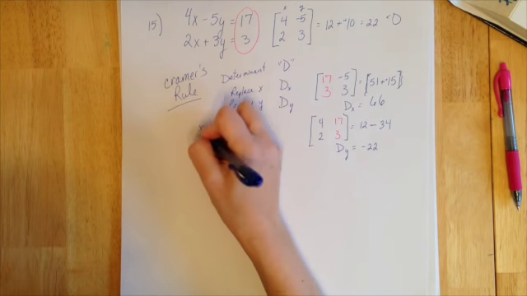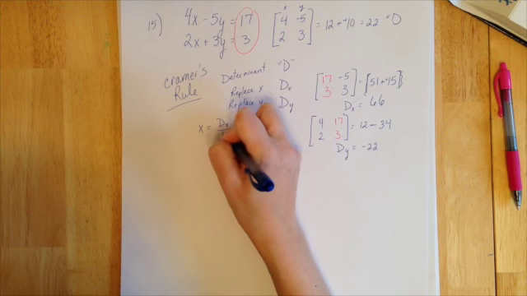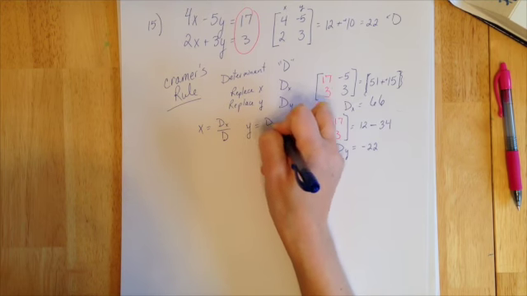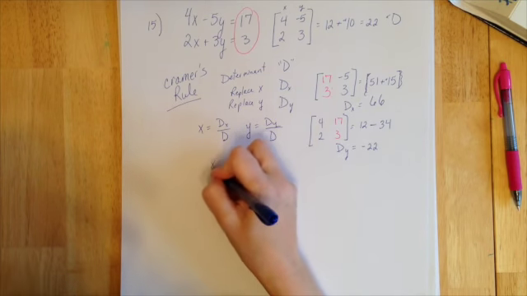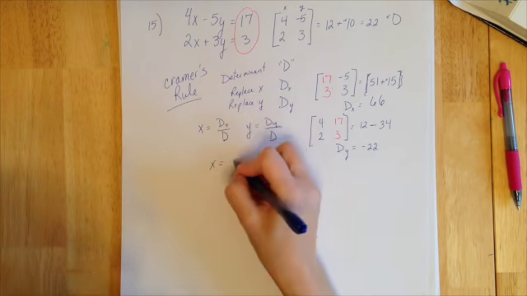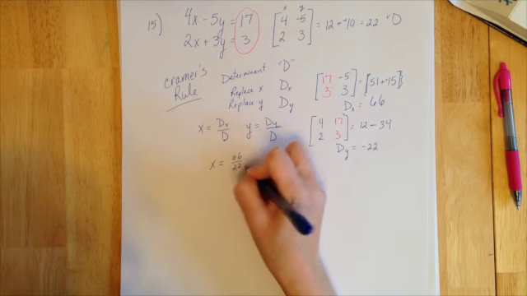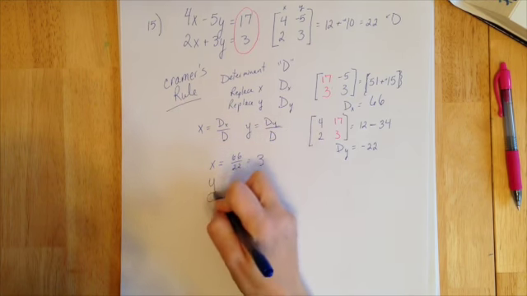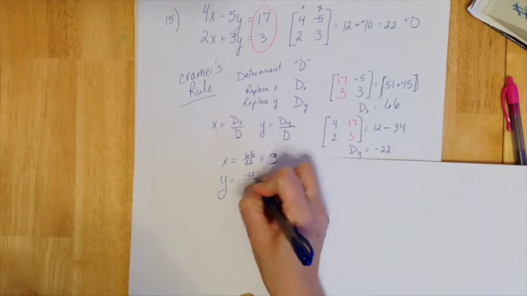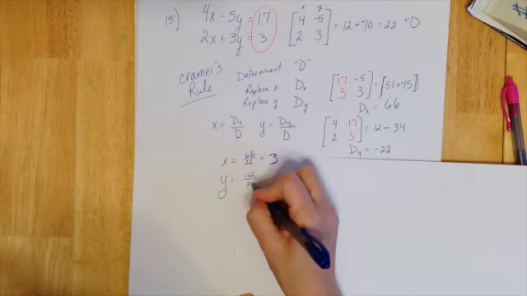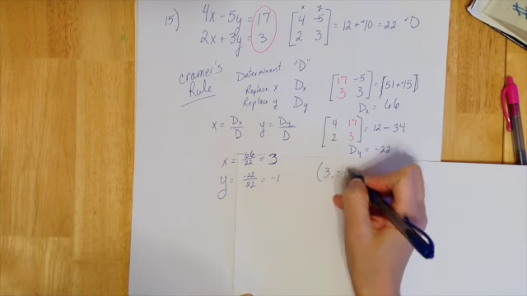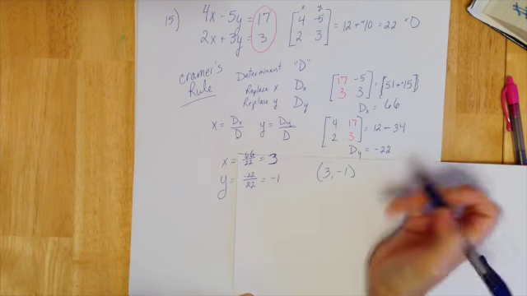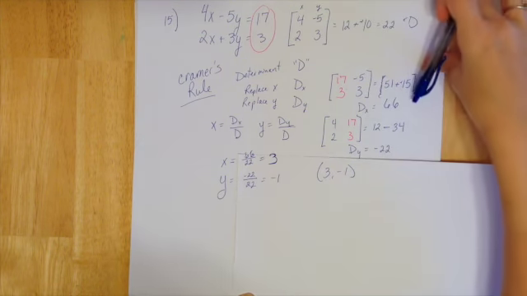Now, what Cramer's rule allows us to do is solve for x because it's Dx over D, and y is Dy over D. So our Dx for x is 66 from our answers, over our original D of 22 is 3, and y is the negative 22 over the 22, which gives us a negative 1. And as with all solutions, our answer is the point 3, negative 1. Now, that's for a 2 by 2.